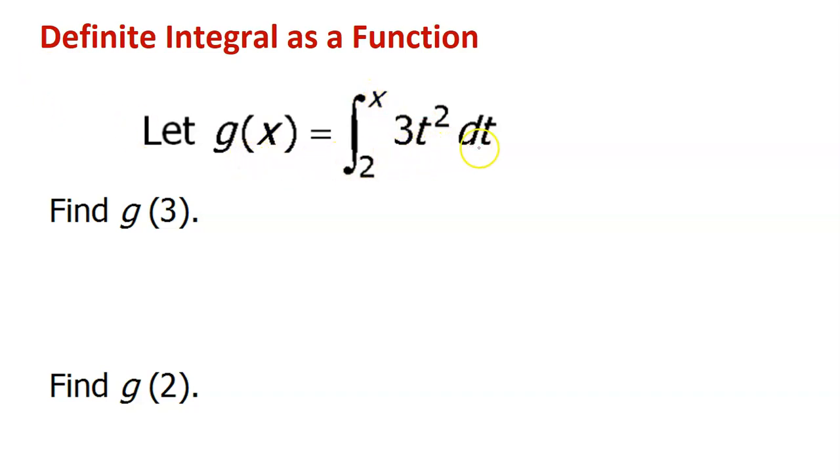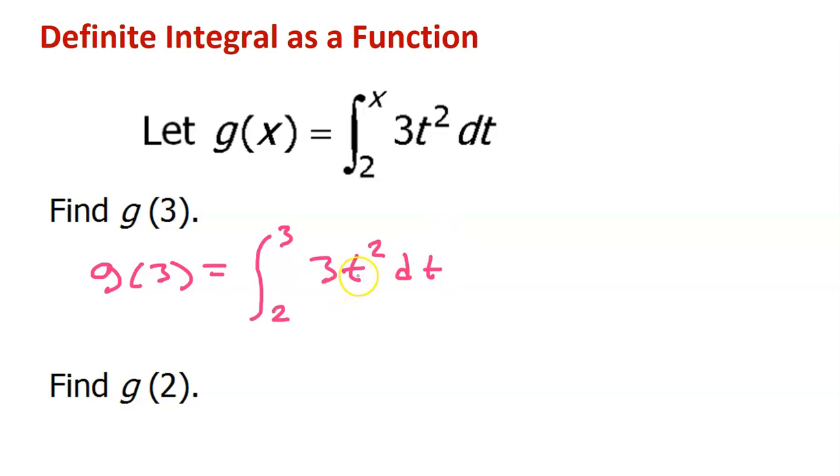This integral defined function is just a function like the ones you've been working with for years. You have an input and then there will be an output. So if I want to find the value of g at 3, I simply substitute the 3 for the x and I do the calculation. So in this case, substituting 3 for x provides the upper limit of integration. So I am evaluating the integral from 2 to 3 now of 3t squared dt.